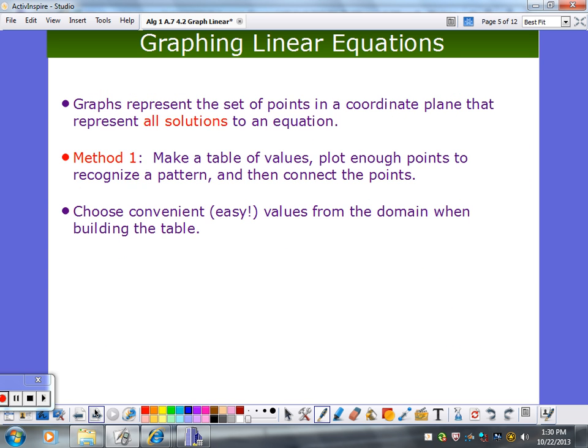So the graphing is actually kind of important. So we're going to actually be looking at 3 different methods for graphing. Not today. Today we're just going to look at one method, and it's one method you're familiar with. But we're going to just kind of bring in the domain and range again. It's just really think about what we came from and where we are now. Graphing represents the set of points in a coordinate plane that represent all the solutions to an equation. So every point on the line is a solution to the equation.